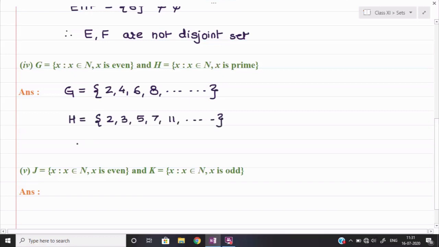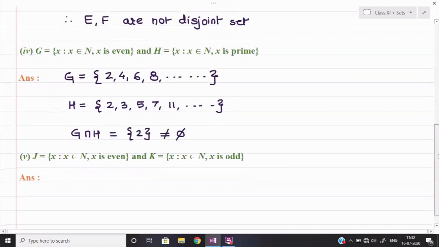Right. Observe G intersection H. Since the sets go up to infinity, there may be a possibility that some elements could be common. But can we have at least one common element? Because if we get at least one common element, we can say that the sets will not be disjoint. And you see, we got one common element here, that is 2. It is not equal to the empty set. So we can say that the sets are not disjoint sets. Okay. The concluding line you can write down on your own.